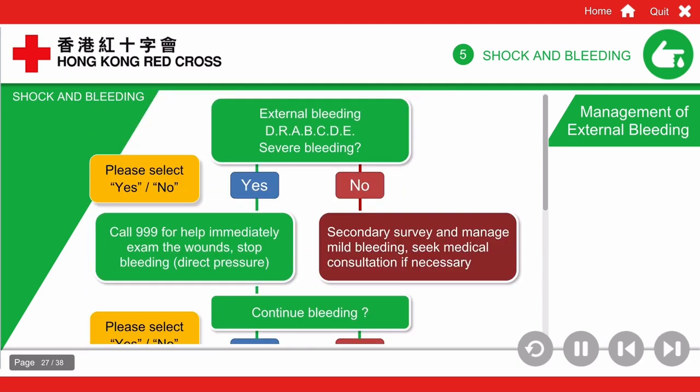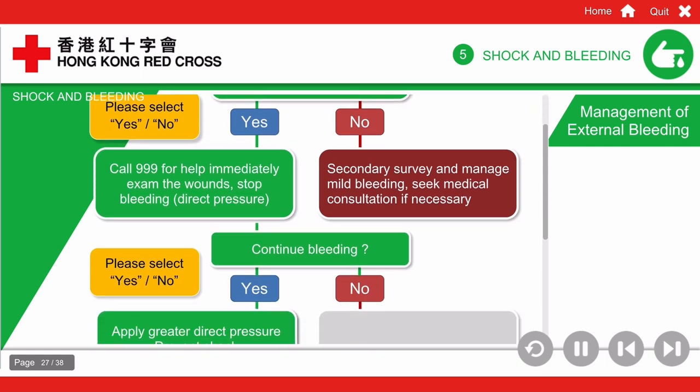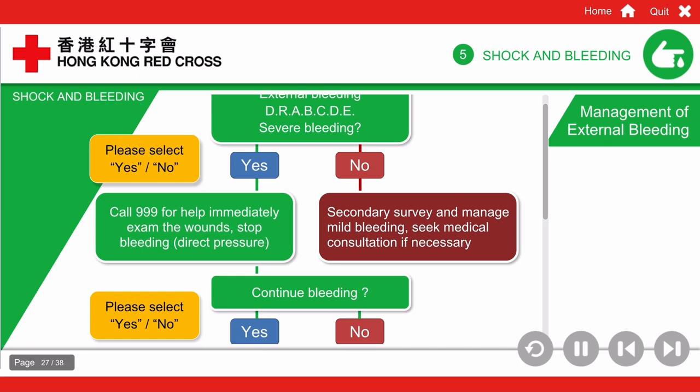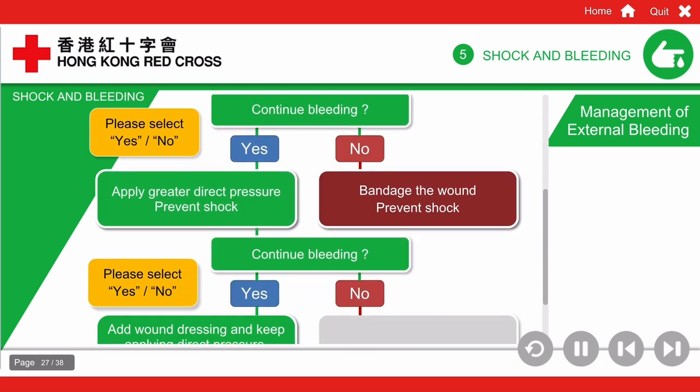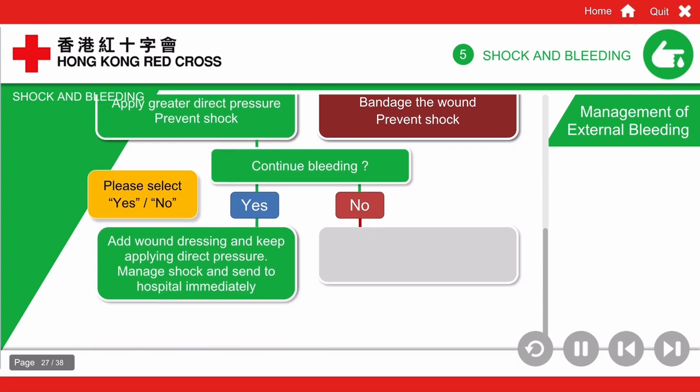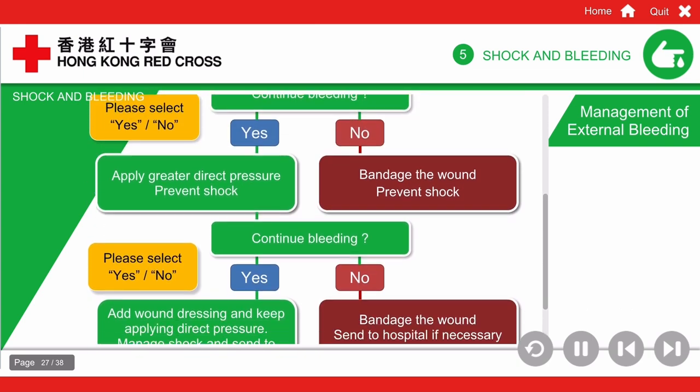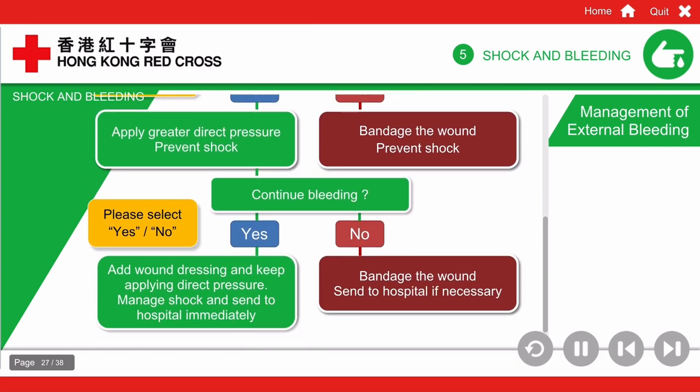If the victim has no severe bleeding, you can carry out secondary survey and manage the wounds with mild bleeding. Send the victim to hospital as soon as possible if necessary. If no, you can bandage the wound and prevent shock. If bleeding stops, you can bandage the wound and send him or her to hospital when necessary.